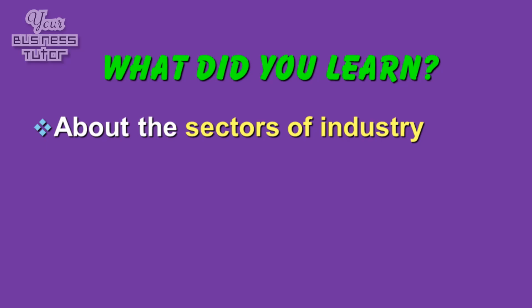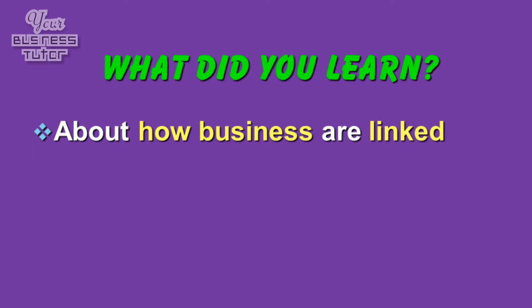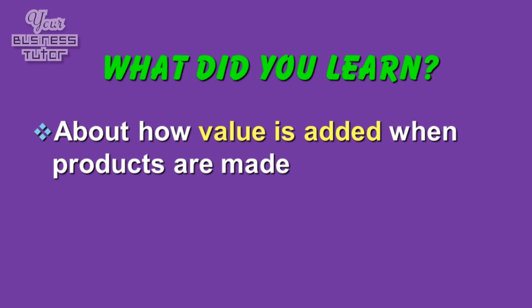So what have we learned in today's presentation? Well, first of all, we found out about the different sectors of industry. After that, we identified how those sectors of industry are connected or linked in a chain of production. And then we went on to demonstrate how value is added through that chain of production.